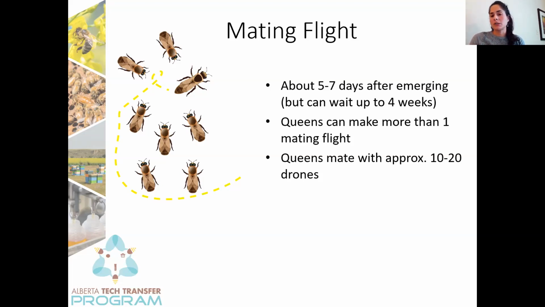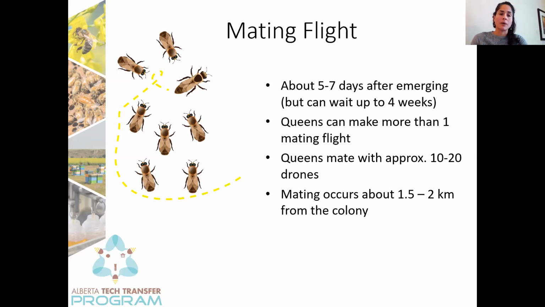And they will mate with approximately 10 to 20 drones, approximately. It depends on how many drones are around. Queens do not mate with drones from colonies right next to the colony she came from. She usually flies about 1.5 to 2 kilometers from the colony to mate with other drones. And that is a good thing, because that way she's also diversifying the genetics and trying to collect genetics from other locations, right?